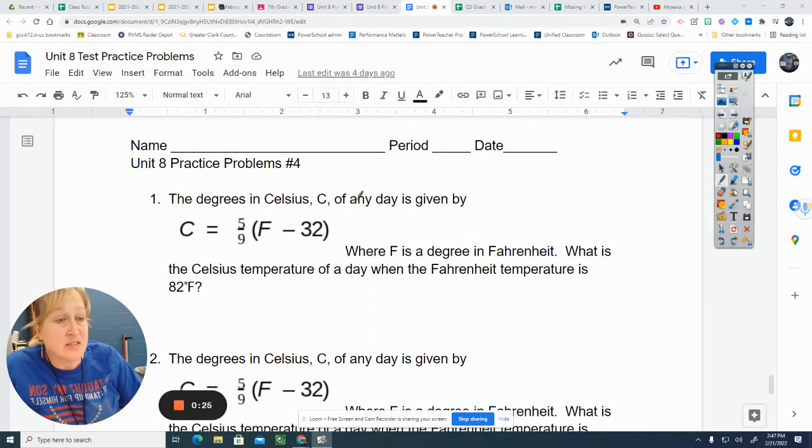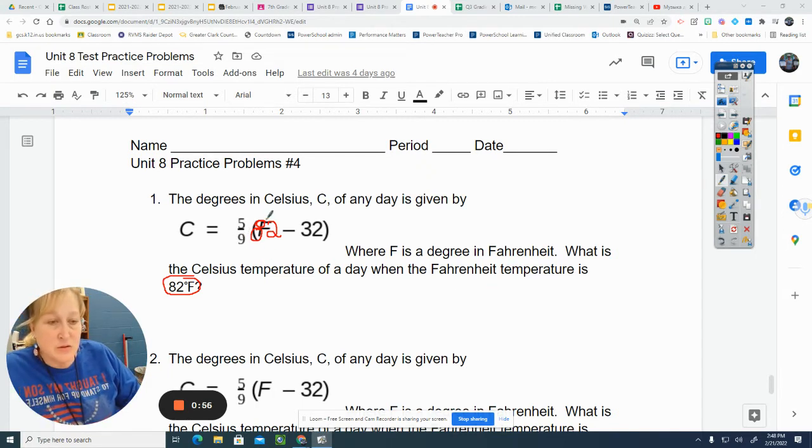The degrees in Celsius of any day is given by C equals 5/9 of (F minus 32), where F is a degree in Fahrenheit. What is the Celsius temperature of a day when the Fahrenheit temperature is 82 degrees Fahrenheit? So it told me that this is F. So on your piece of paper, you should write 82 where you see that F. So far, so good.